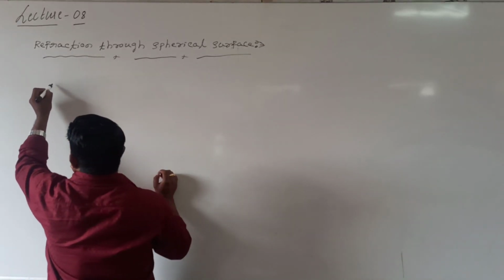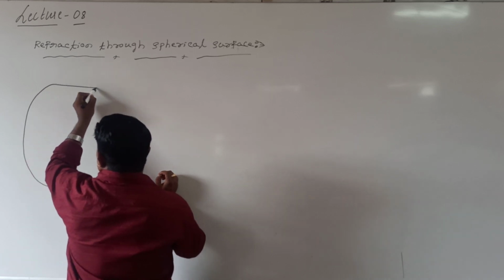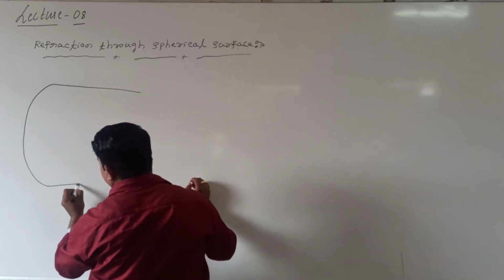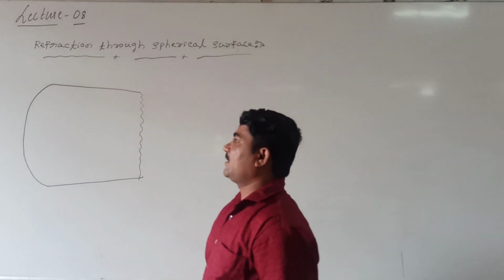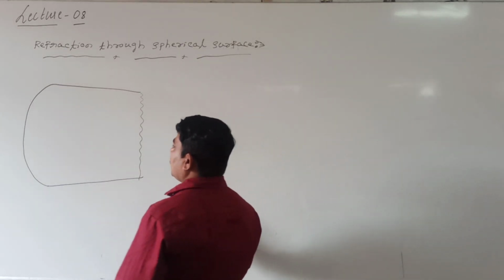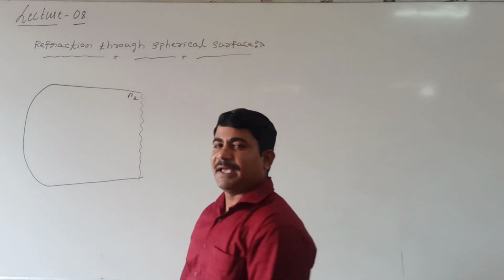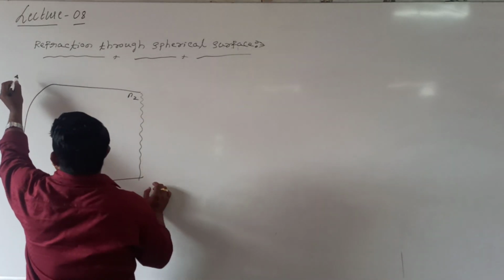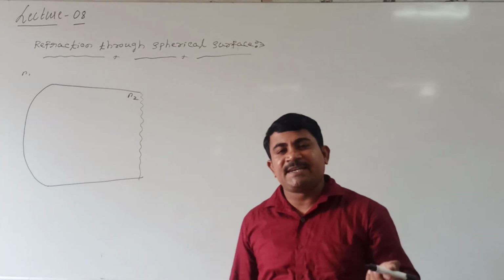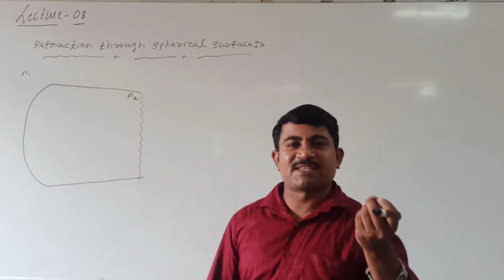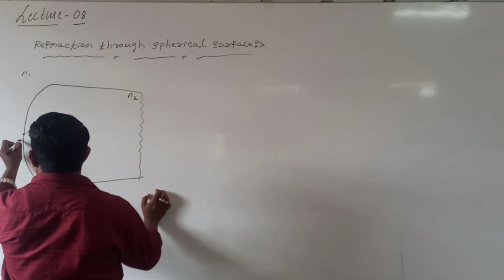Simply, I will take this as one spherical refracting surface. This surface becomes a convex spherical refracting surface. Right or wrong? Now consider that this convex spherical refracting surface has refractive index n2 and the rarer medium has refractive index n1. We know that the center part of the spherical refracting surface is called the pole. This we are calling the pole.